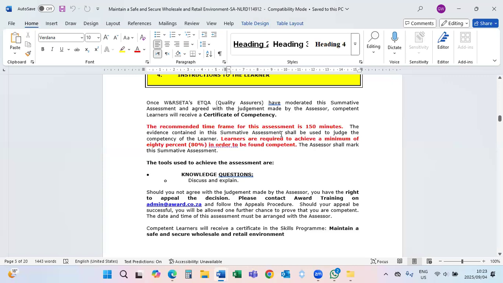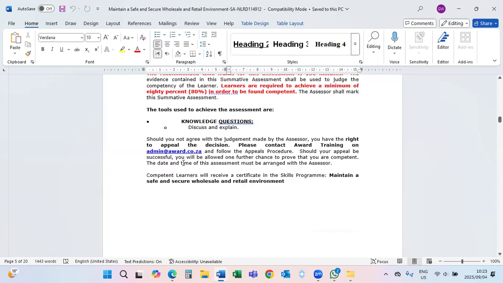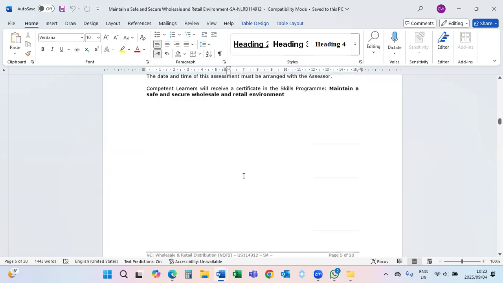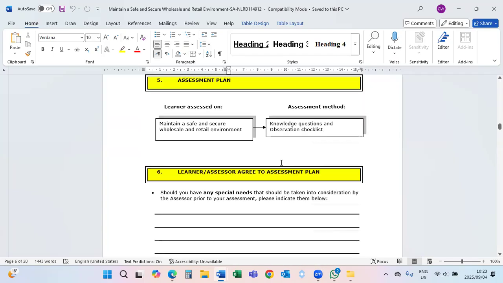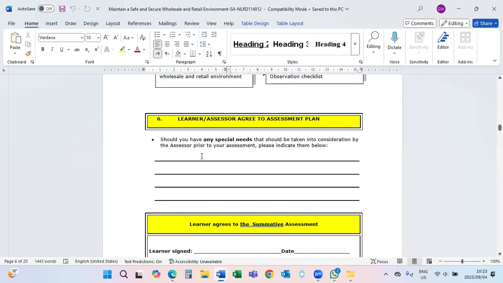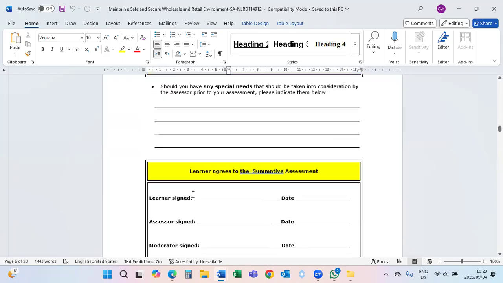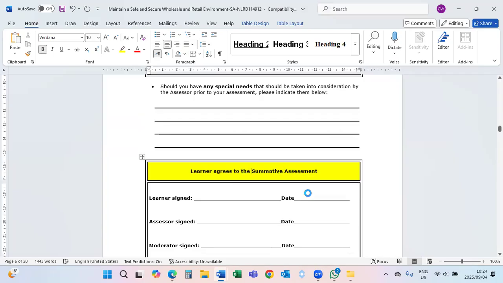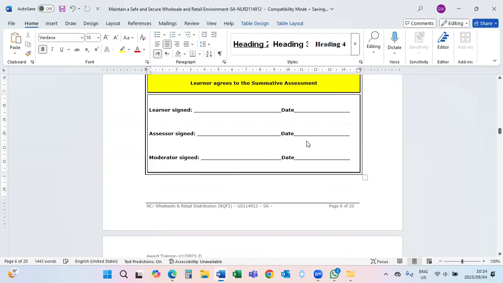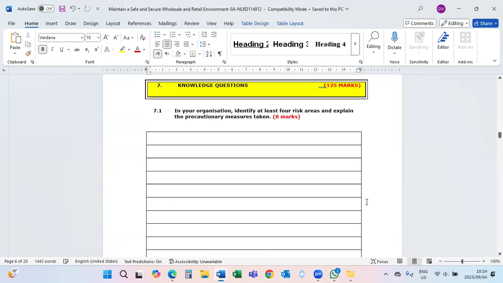Please read those instructions. You do have the right to appeal decisions, and you'll need to email the awarding body. That's us. We haven't had a problem with that before. There's the assessment plan. We have knowledge questions and observation checklists. If you have any special needs, you can list them there. Otherwise, just sign here and put the date that you're completing this document. We will sign on our side here.